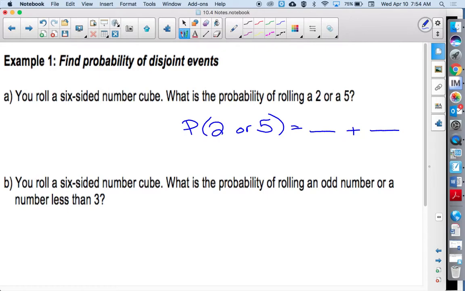So Abby, how many 2s are on a 6-sided die? 1 out of 6. How many 5s are on the die, Abby? 1 out of 6. And when you take 1 out of 6 plus 1 out of 6, you get? 2 out of 6, or 1/3.